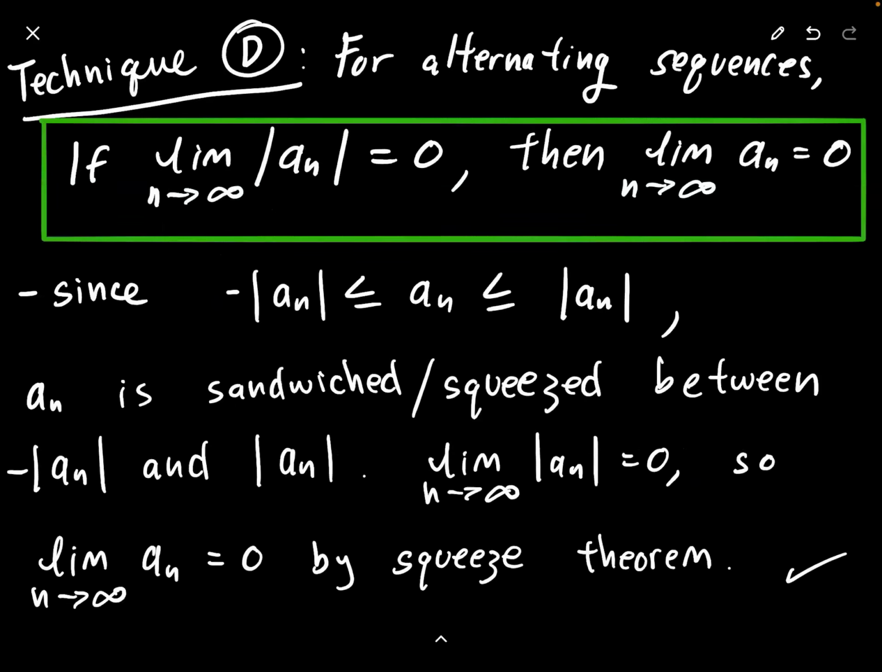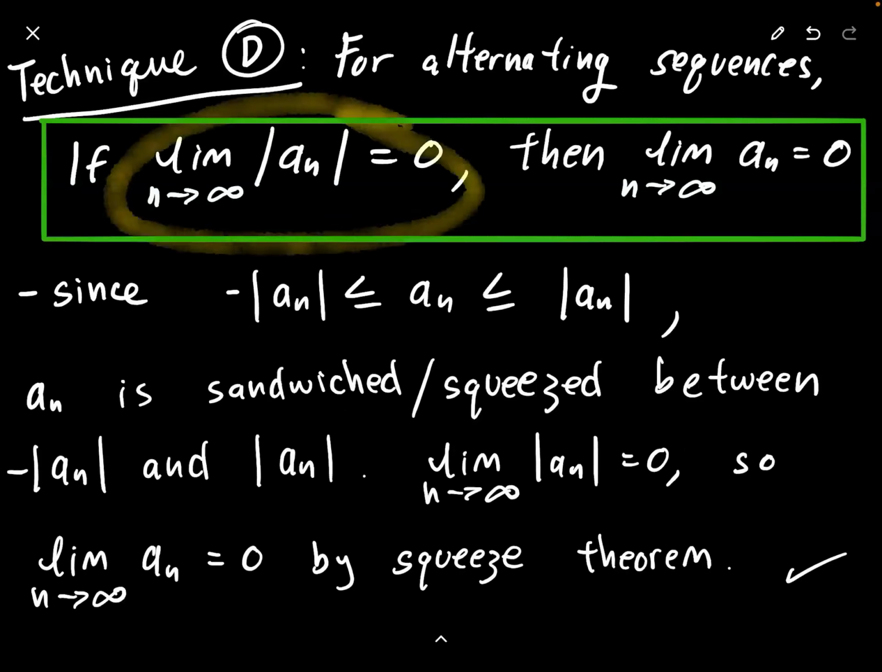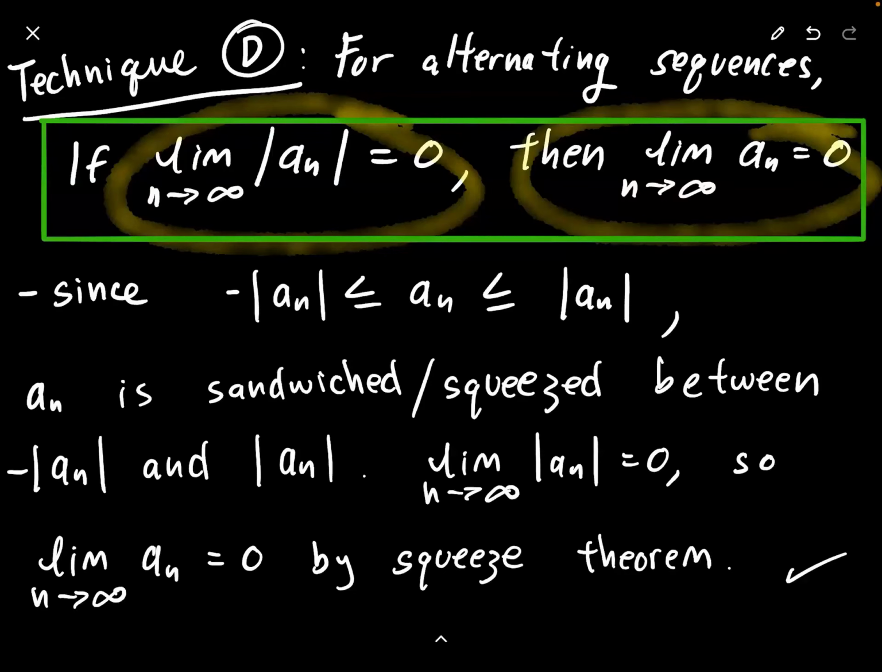The next technique is for alternating sequences. So these are sequences that are alternating in between negative and positive values. We can just consider the absolute value of them. And if the absolute value of the sequence converges to 0, then the alternating sequence will also converge to 0.